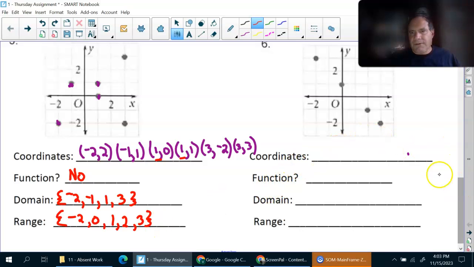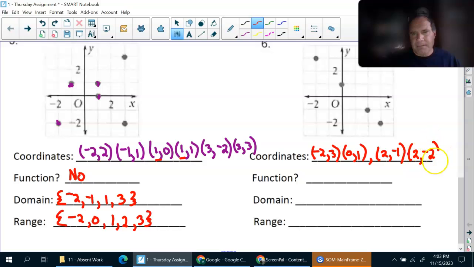Right? So for the coordinates here, we have negative 2, 3. We have 0, 1. We have 2, negative 1. And then we have 2, negative 2. This is a function. Well, no, it's not. Yes, it is. So we have 2, negative 2. We have 3, negative 2. This is a function.